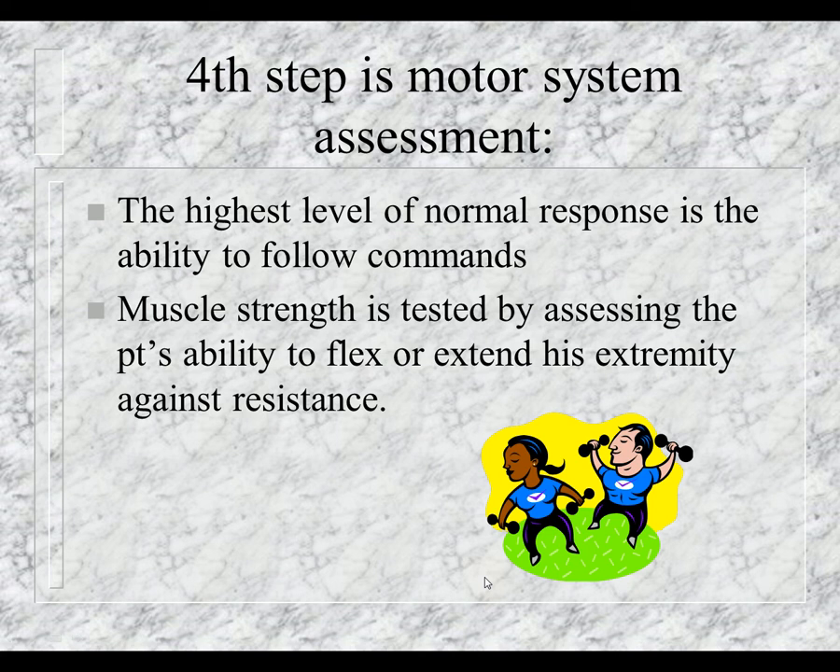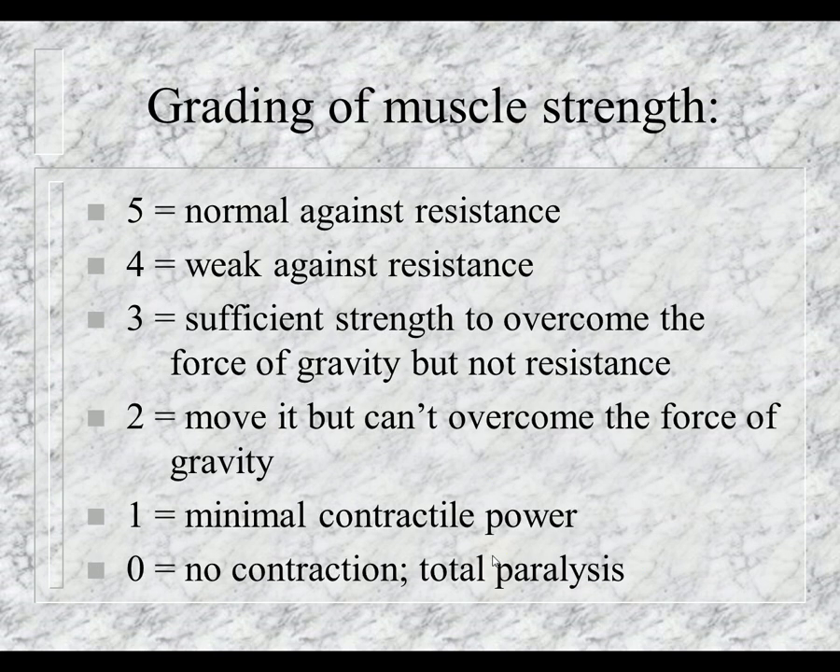The fourth step is the motor system assessment. This is the highest level of normal response you'll see to following commands. Muscle strength is tested by assessing the patient's ability to flex or extend their extremity against resistance. This is also on a grading scale: 5 is normal against resistance, 4 is weak against resistance, 3 is sufficient strength to overcome the force of gravity but not resistance, 2 is they can move but can't overcome the force of gravity, 1 is minimal contractile power, and 0 is no contraction, total paralysis.